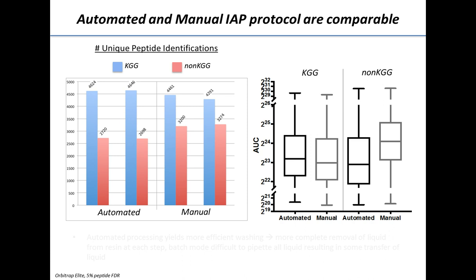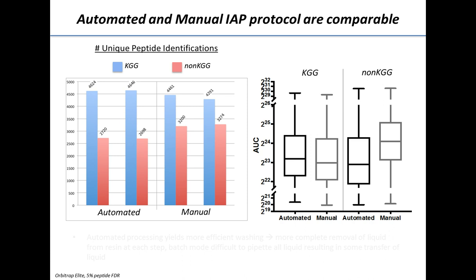If we go ahead and look at the quantitative data coming from these, which are the peptide areas under the curve, you can see again reflected in quantitative data that the automated method and the manual method produce similar recovery of KGG peptides, whereas when you look at the non-KGG peptide signals, you can see that the manual method does yield a twofold increase in signal.